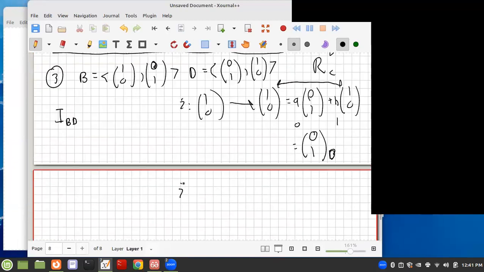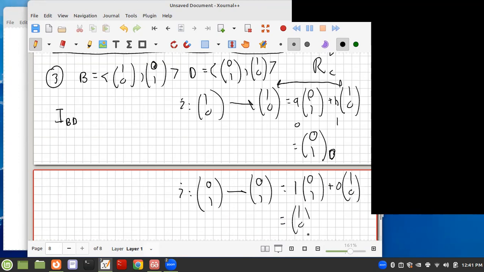And I do the same thing with the other one. 0, 1 goes to 0, 1, which equals 1 times 0, 1 plus 0 times 1, 0, which equals 1, 0 in basis D. So the answer is 0, 1, 1, 0.